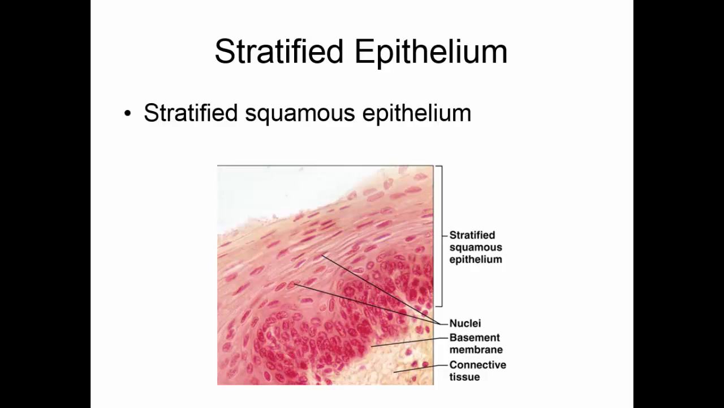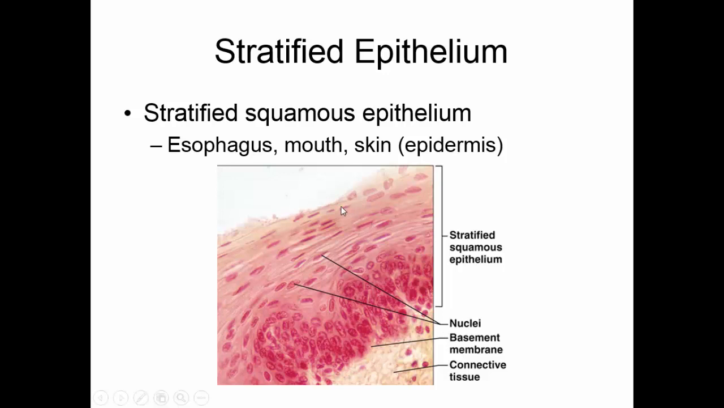Stratified epithelium is usually a stratified squamous epithelium. We'll see this in the esophagus, the mouth, and the skin, the epidermis. But here you see several layers of cells, and they are those flattened, irregular shaped cells that are squamous cells.